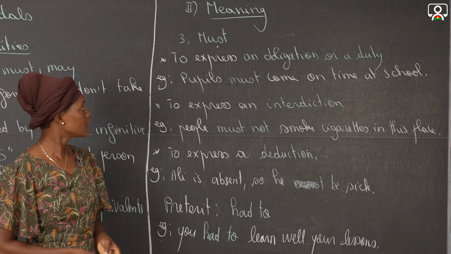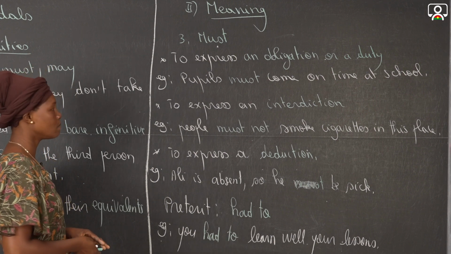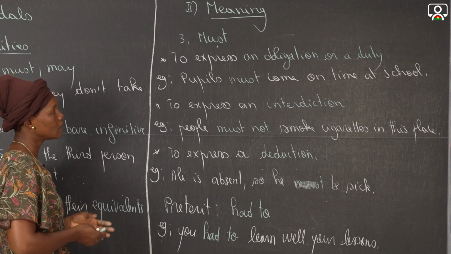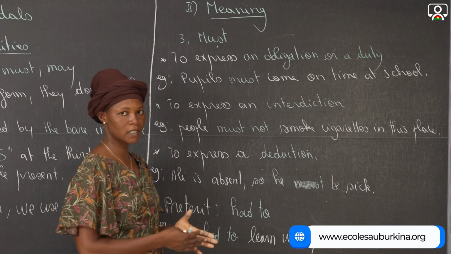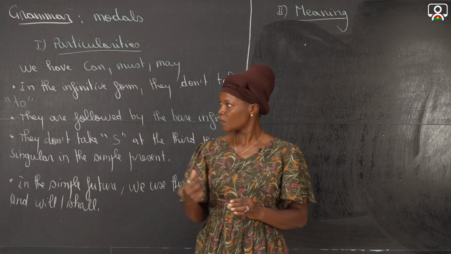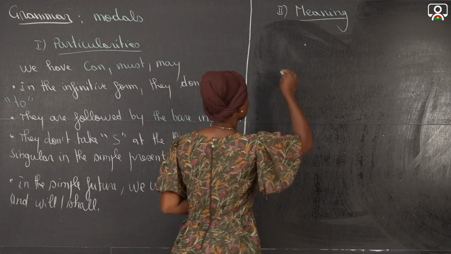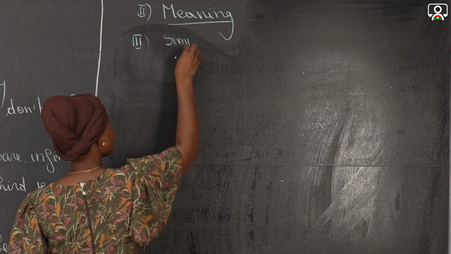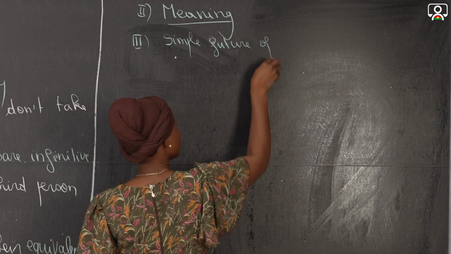So we have finished now with the meaning of can, must, and may. We saw when we use can, when we use may, and when we use must. Now we are going to see how we conjugate these verbs in the simple future. So in B1 we saw the particularities. In B2, the meaning. So now, 3, you are going to see the simple future of modals.